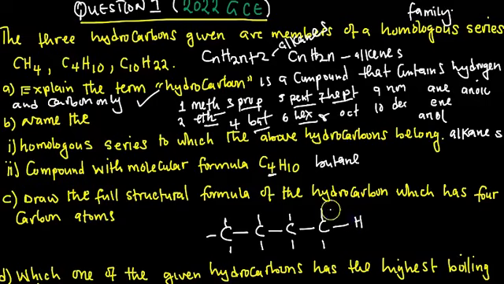Therefore, you are going to connect the hydrogens now here. Because this is a hydrocarbon, which means you only find hydrogen and carbon. So you connect like that, you connect like that. So this is the full structure formula of the hydrocarbon which has 4 carbon. So this is the answer.